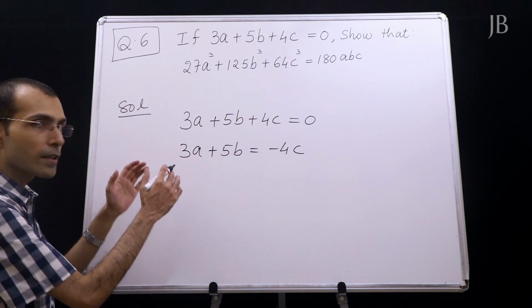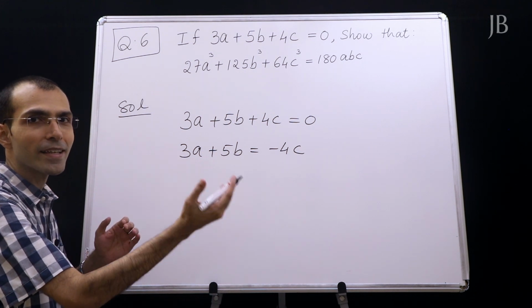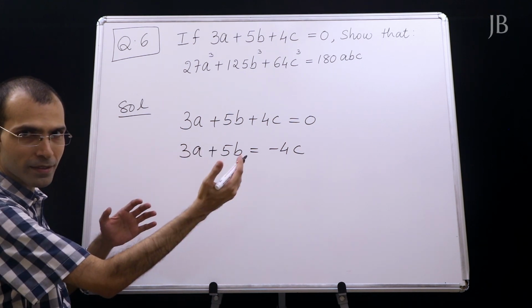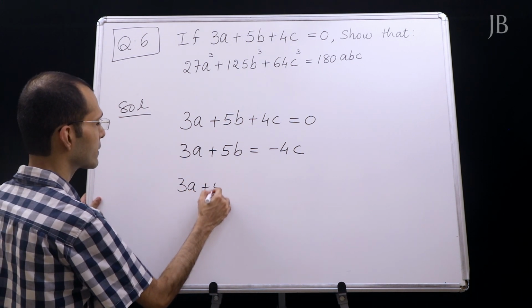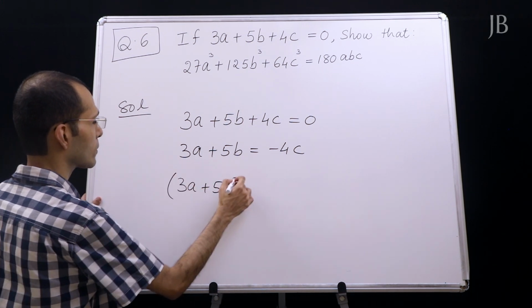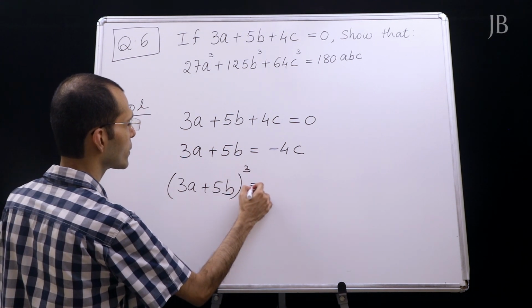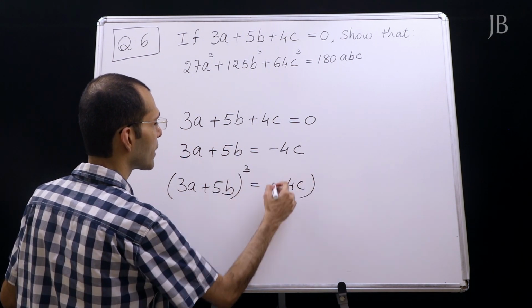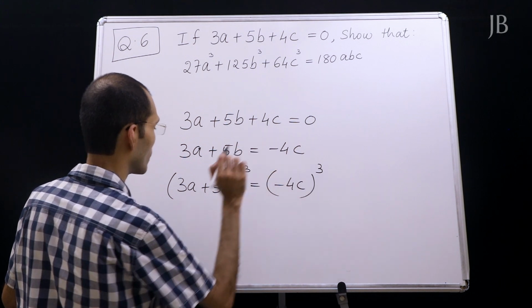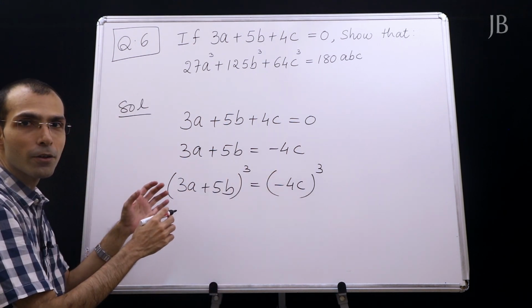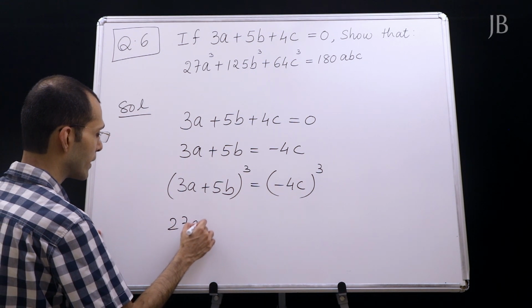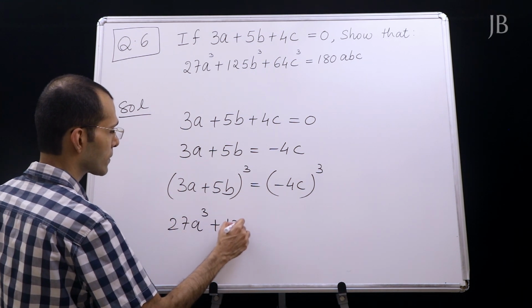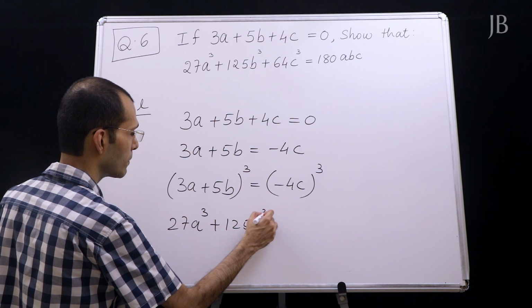Okay. Now you cube both the sides. If you cube both the sides, now things will be okay. Now we can cube both the sides because it's a simple binomial. So 3a plus 5b the whole cube is equaling minus 4c the whole cube. This is now like your a plus b the whole cube. So it is 27a cube plus 125b cube.